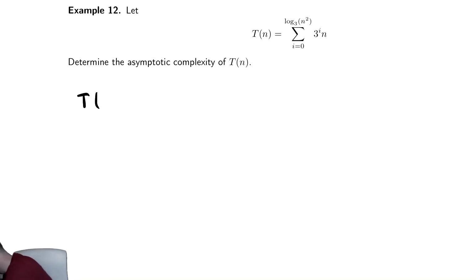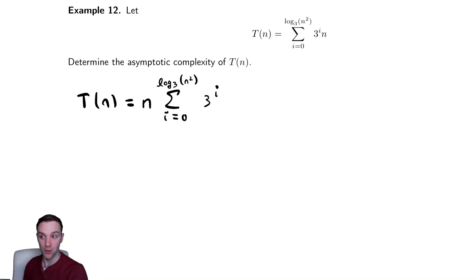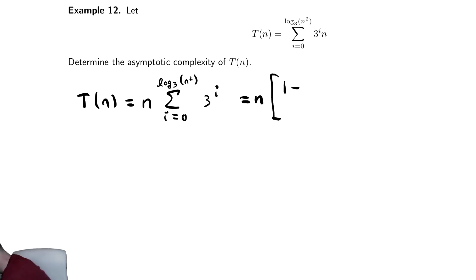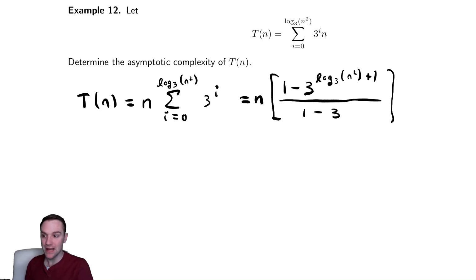So T of n is equal to, I'm going to factor the n out of the summation because it does not have an i inside of it, and write this as the sum from 0 to log base 3 of n squared of 3 to the i. We're again going to use the exact same formula we did in our previous problem. So this is equal to n times quantity 1 minus r to the n plus 1. r in this case is 3. Our n, which is the top bound of the summation in the formula, is log base 3 of n squared. So we have the top bound of the sum, log base 3 of n squared, plus 1, divided by 1 minus r. And now we simply have the algebra problem of simplifying, and then we might need to bound it in the end to get it equal to exactly what we want.